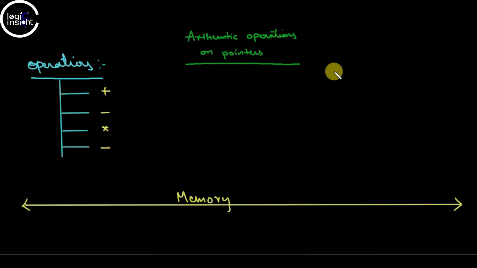Hi guys, in this presentation we shall learn about arithmetic operations on pointers. The basic arithmetic operations are addition, subtraction, multiplication and division. In this video we're going to mainly focus on addition.